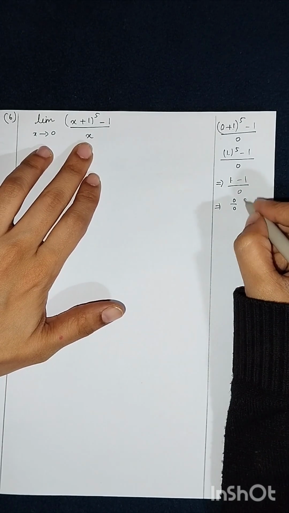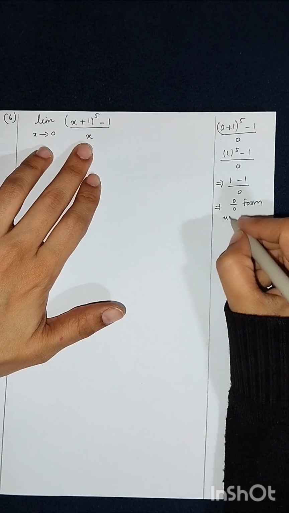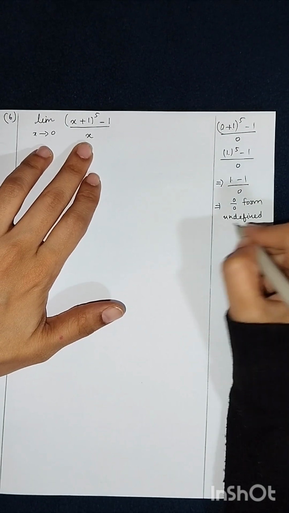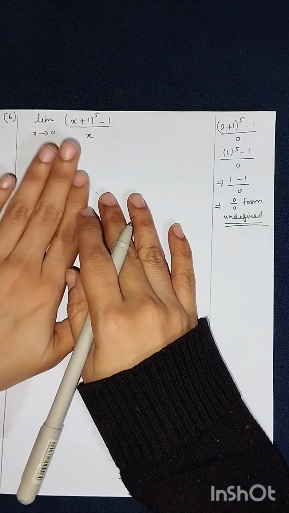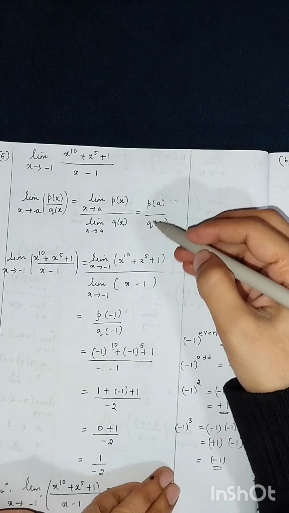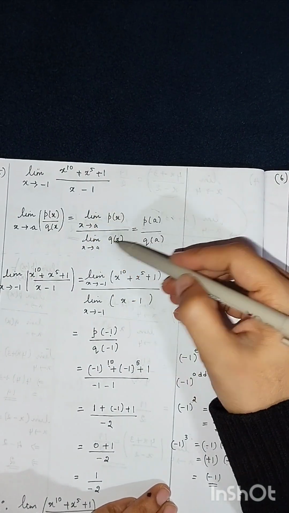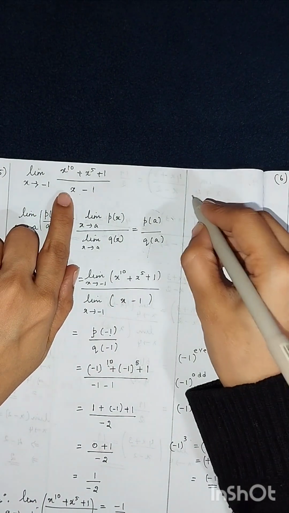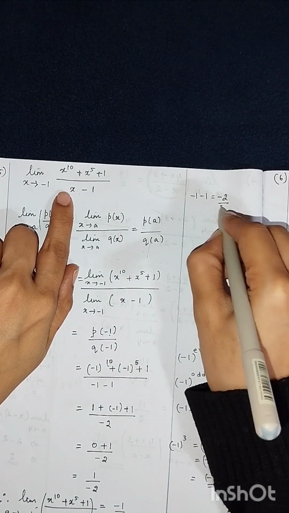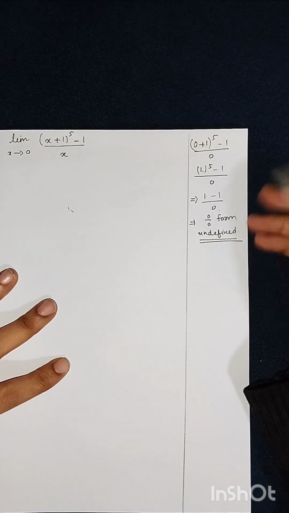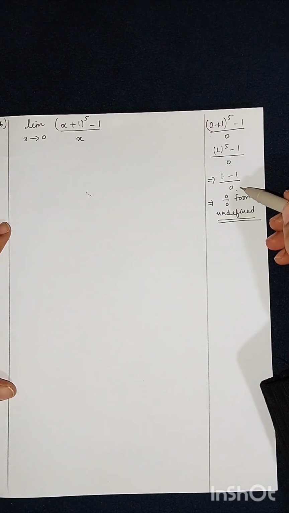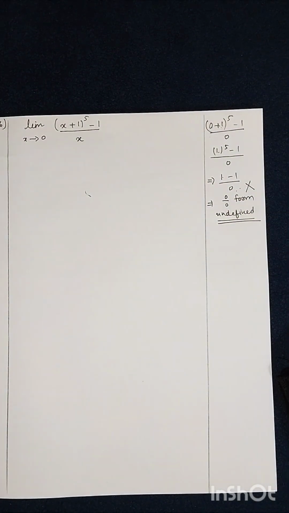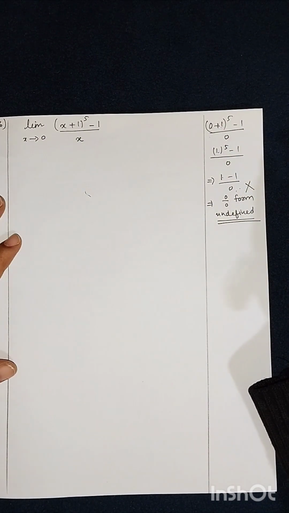So this is 0 by 0 form. This is undefined. Right? So this problem cannot be solved in this method, like taking numerator and denominator separately. Why? Because even if you give minus 1 here, you will get minus 2 in the denominator, which is fine. But in this we are getting 0 in the denominator, right? So this cannot be solved using the previous method.